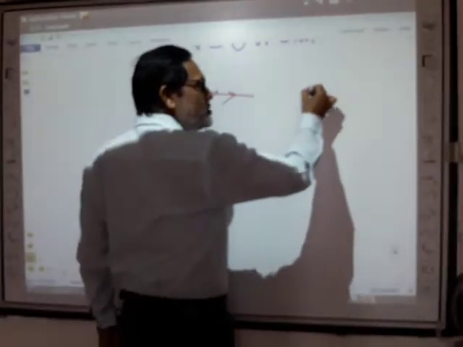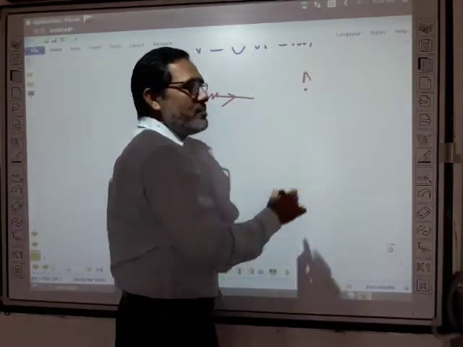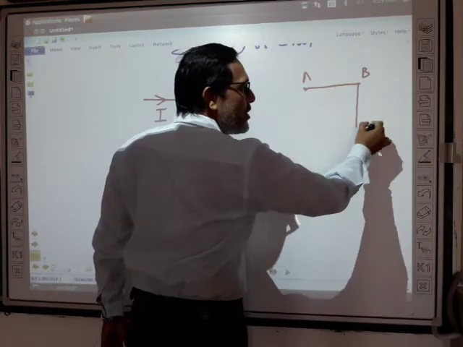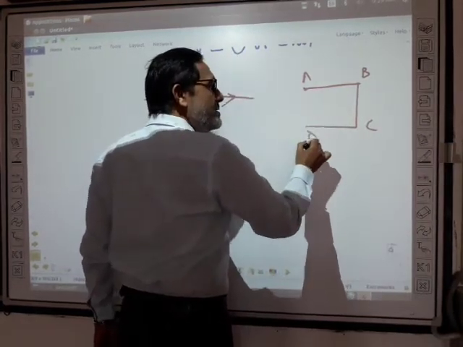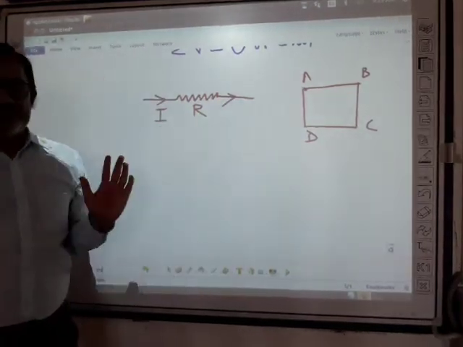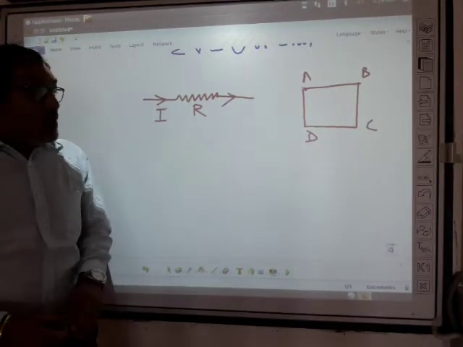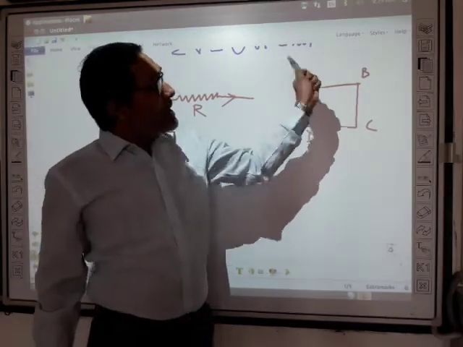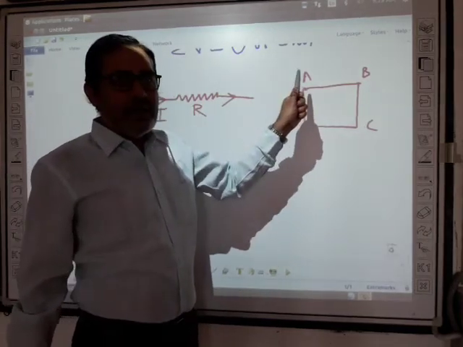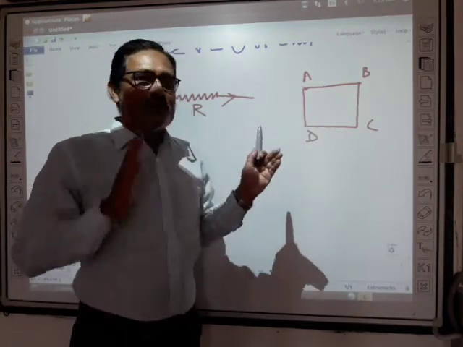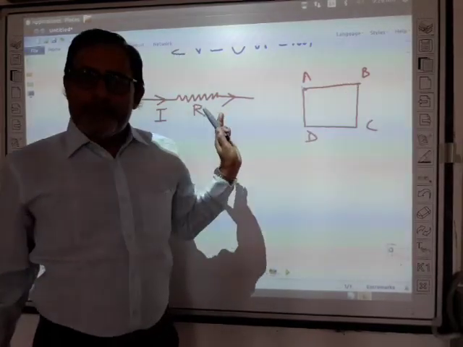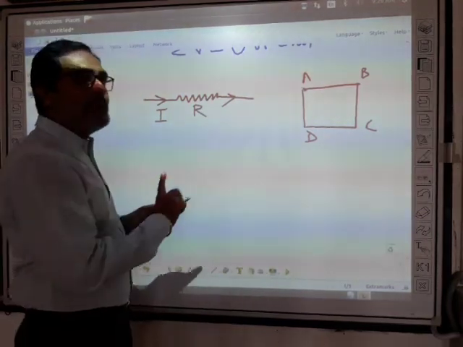For example, suppose a point is A here. We move from A to the point B, then B to the point C, C to the point D, D to the point A, then the circuit is closed. Clear? So, what we have to do? We move from A to B, then B to C, then C to D, then D to A. The choice is yours. You can move A to D, D to C, C to B, B to A. But the rule is to be the same.